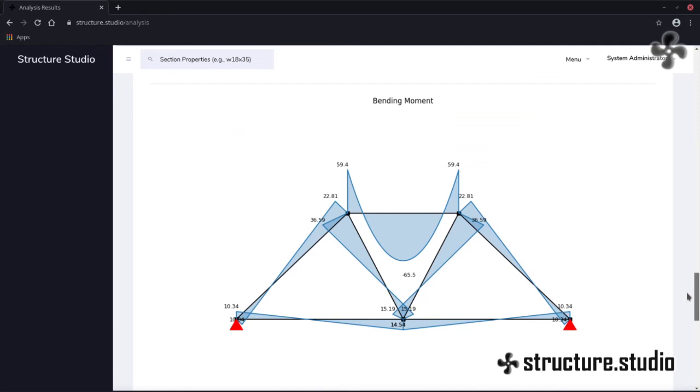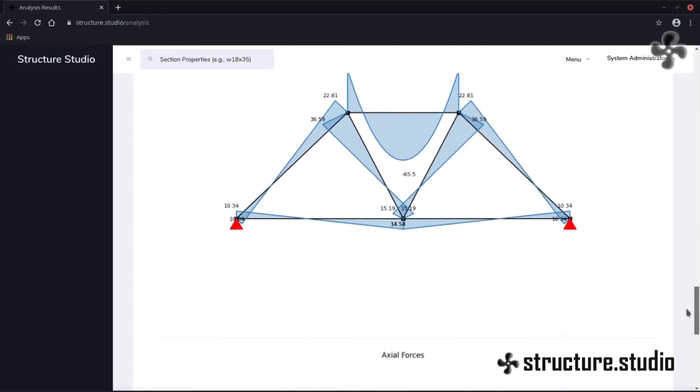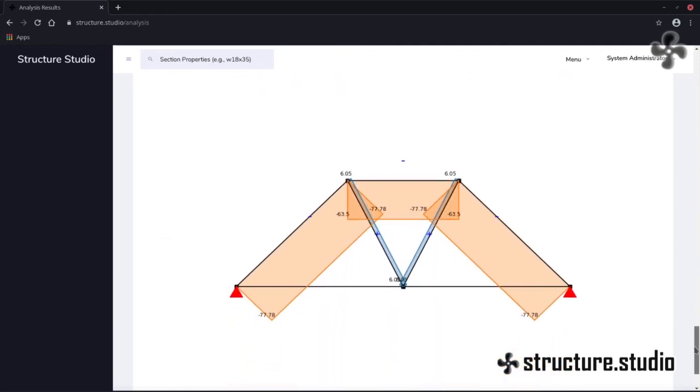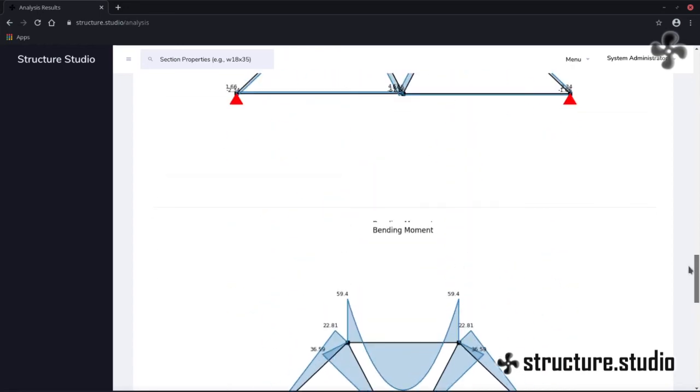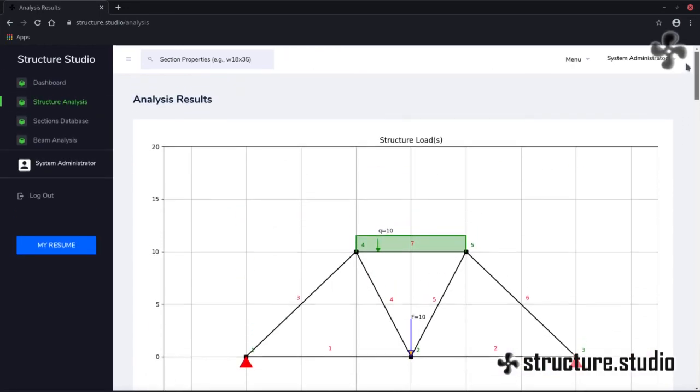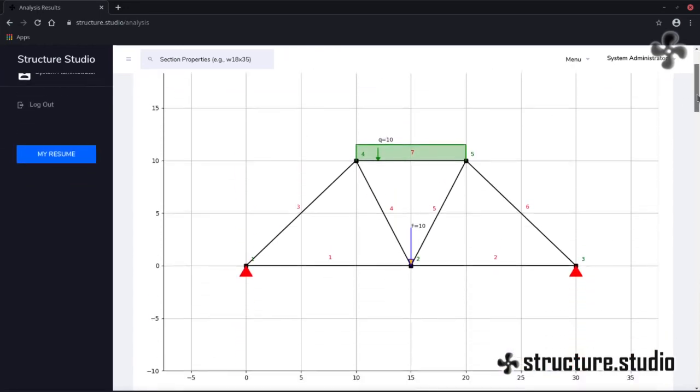Here's the bending moment diagram. Here's the axial diagram, which is the most important graph, I think, when it comes to trusses. The shaded orange are in compression, shaded blue are in tension. Okay.